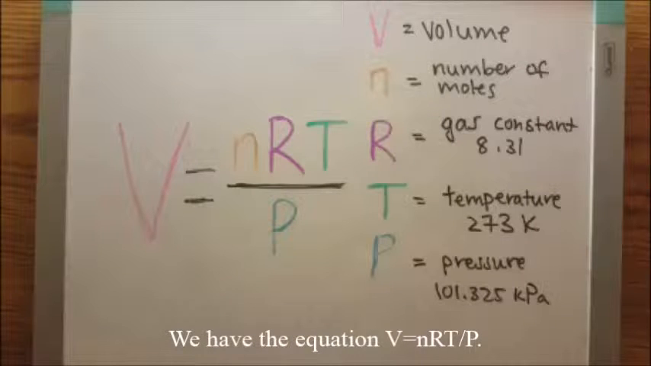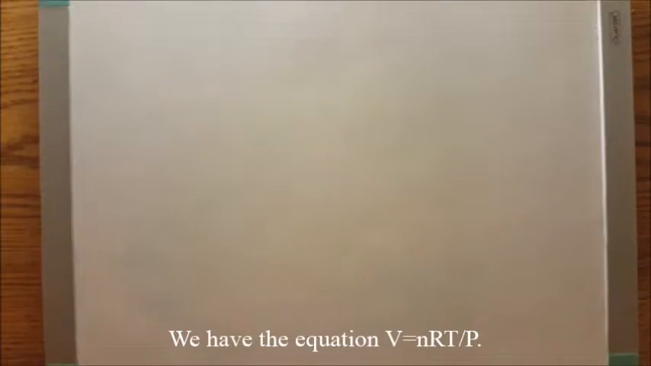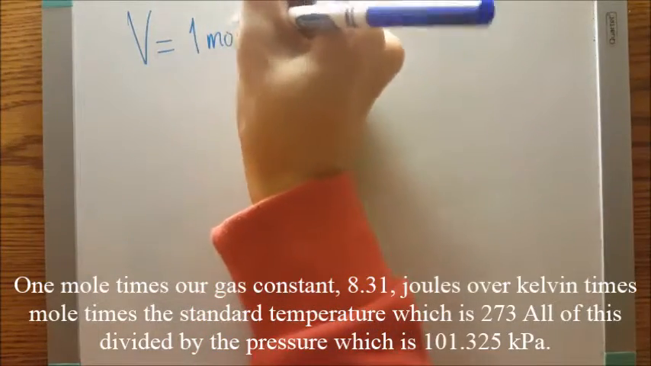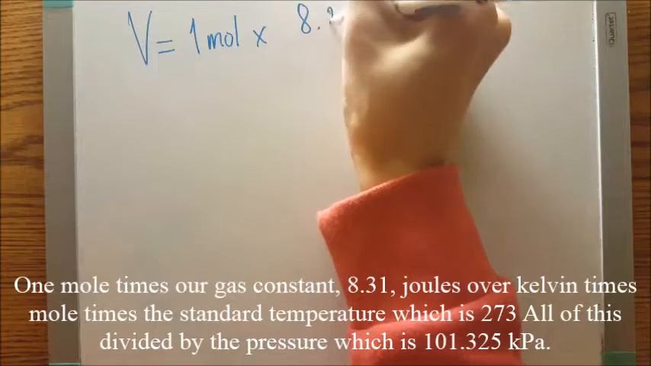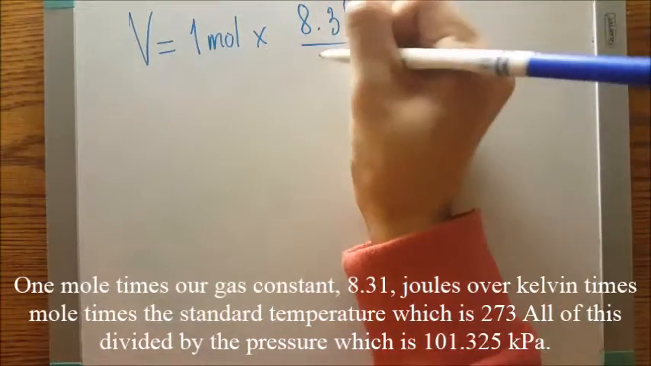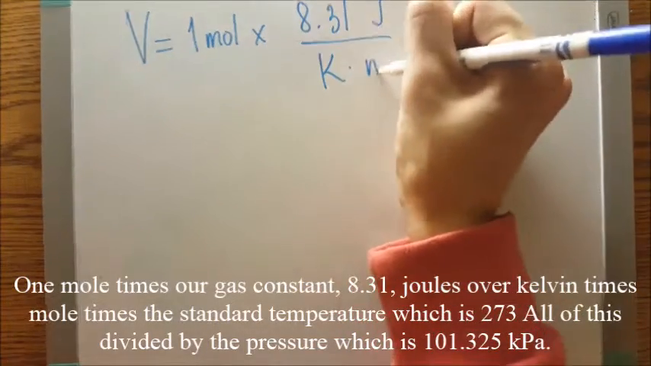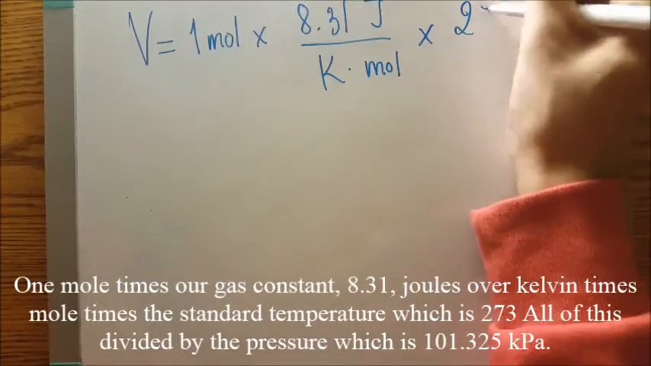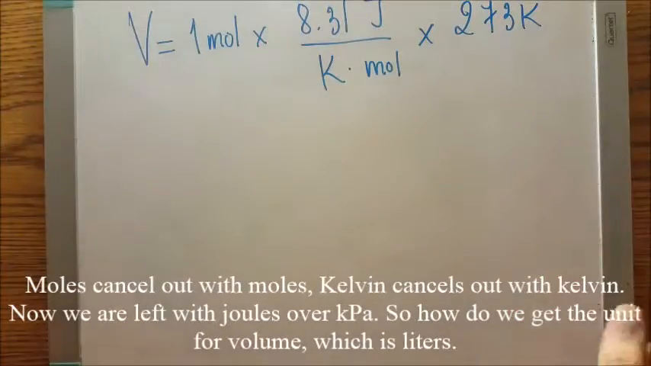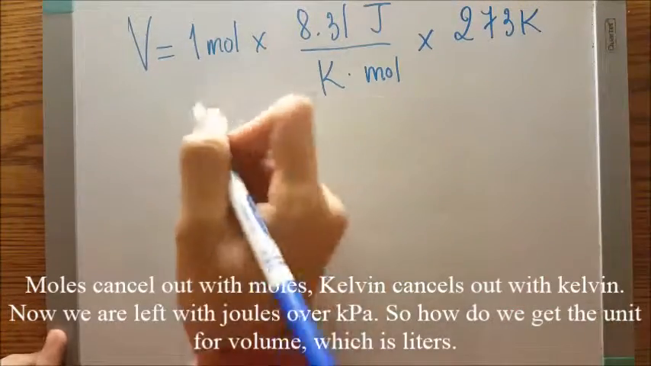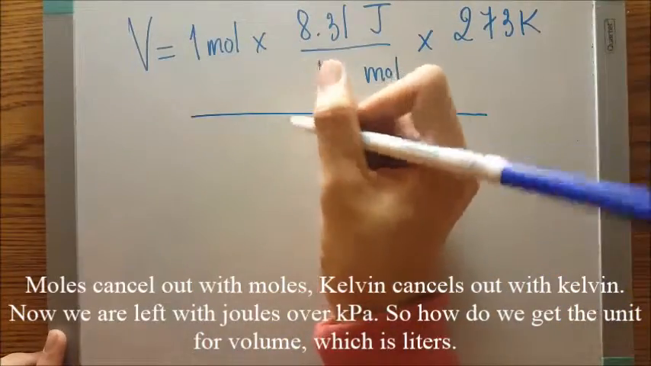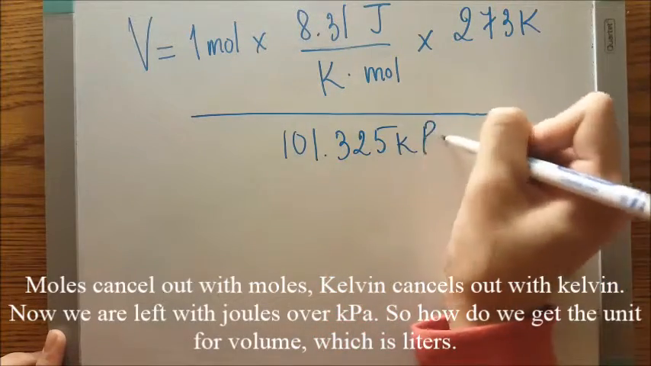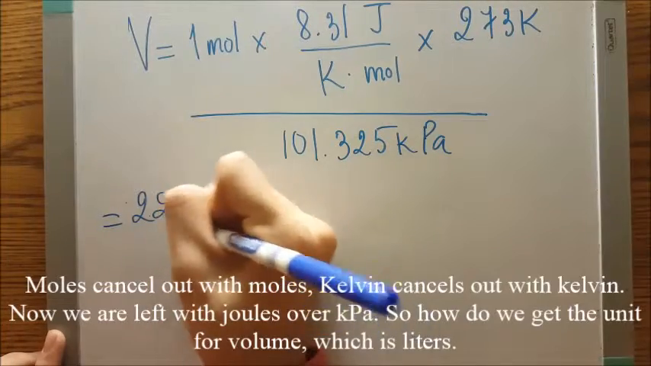We have the equation V equals nRT divided by P. 1 mole times our gas constant, 8.31 joules over Kelvin times mole, times the standard temperature, which is 273, all of this divided by the pressure, which is 101.325 kPa. Moles cancel out with moles, Kelvin cancels out with Kelvin. Now we are left with joules over kPa. So how do we get the unit for volume, which is liters?